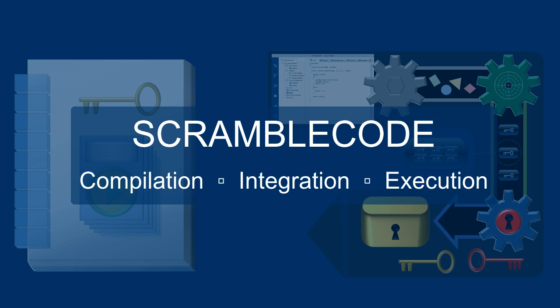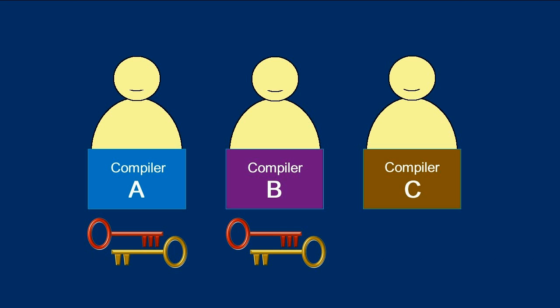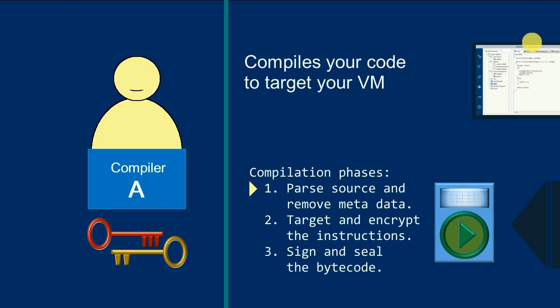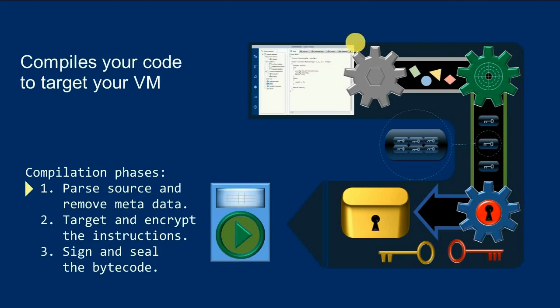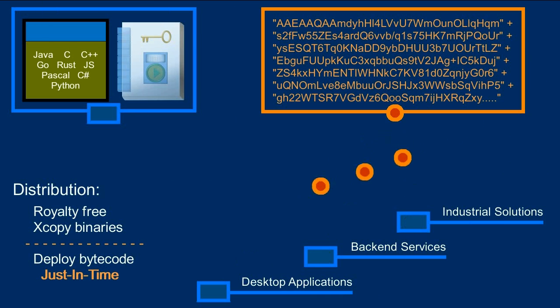Hi, and welcome. This video presents how each developer can create a private instruction set for the compiler and compile encrypted bytecode which can only be executed by a private virtual machine. A simple Hello World example is used to explain how to integrate SCRAMBLECODE with a C# application, and finally, just-in-time deployment is presented.